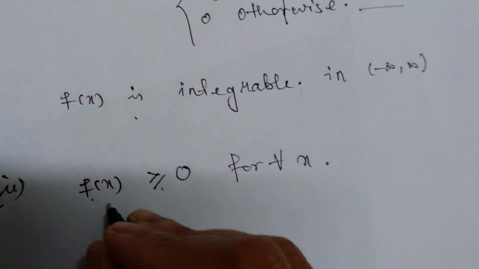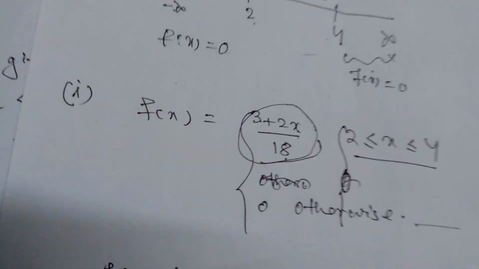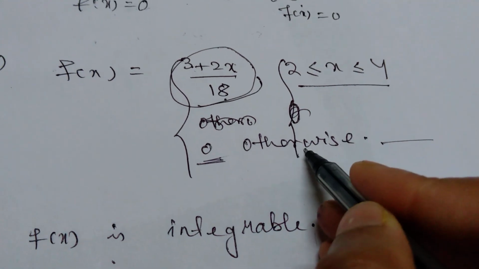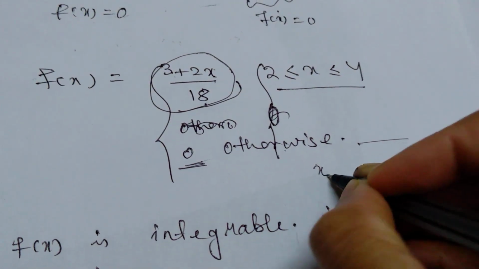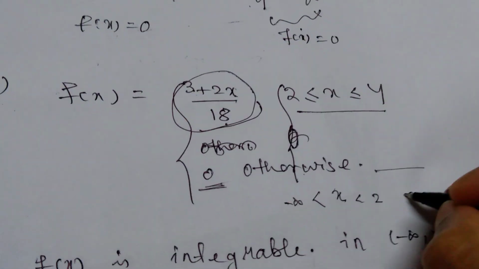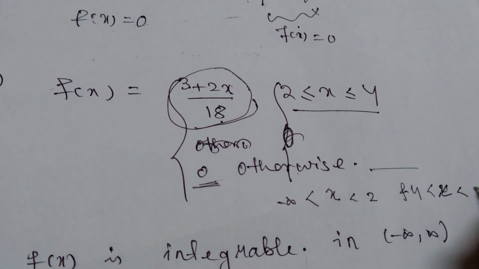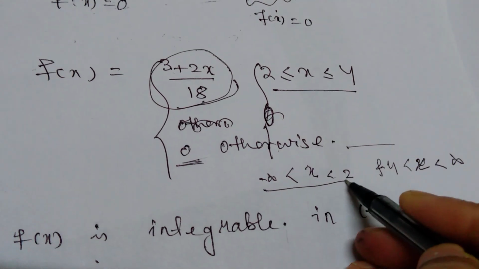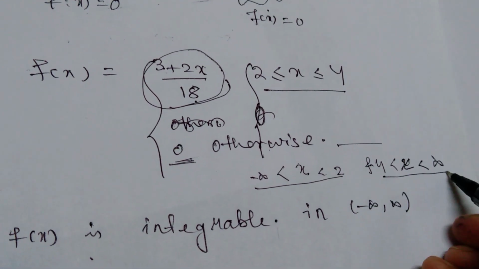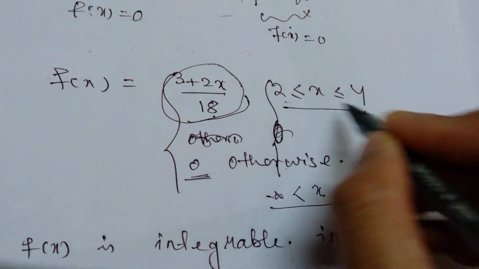So we have to check that f of x is positive. It is given that f of x is 0 when x lies between minus infinity to 2 and 4 less than x less than infinity. So within the interval minus infinity to 2 it is positive. For the interval 4 to infinity it is also positive. And now check for the interval 2 to 4.